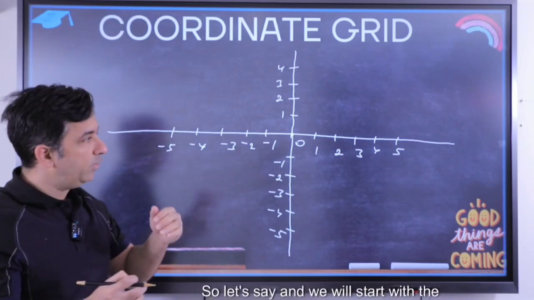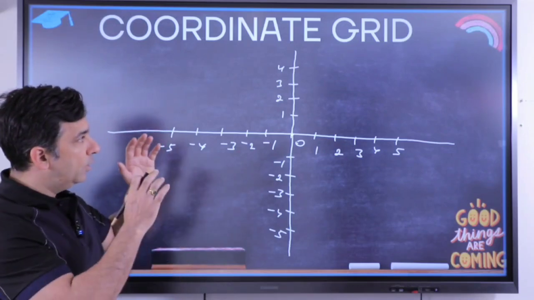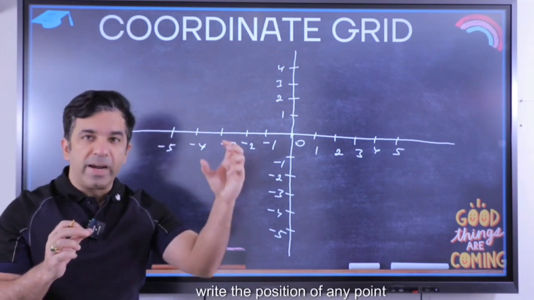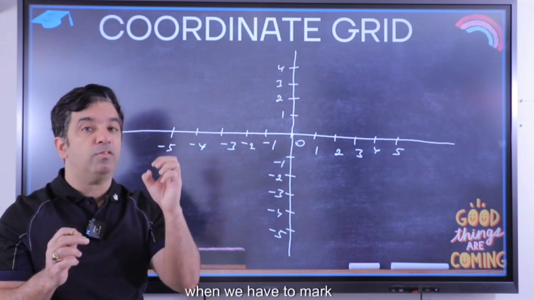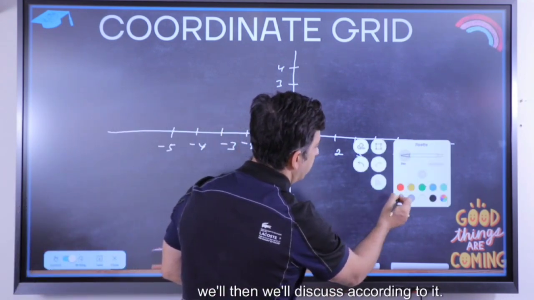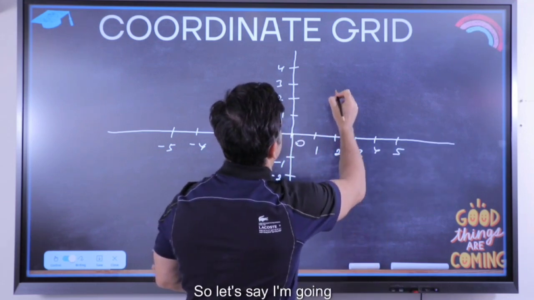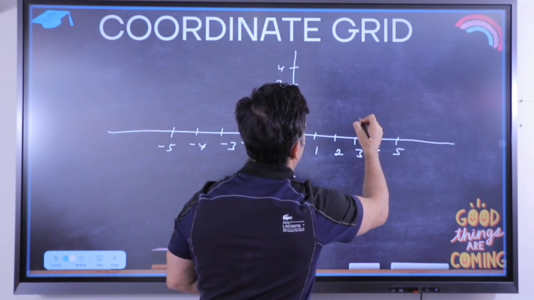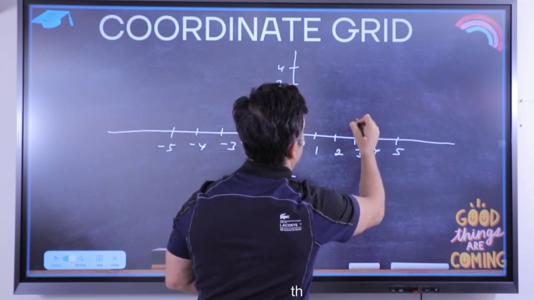So let's say, and we will start with the process. So the logic is this, that when we have to write the position of any point, when we have to mark the position of any point. So I'll just take one point and then we'll discuss according to it. So let's say I'm going to take this point. This point.